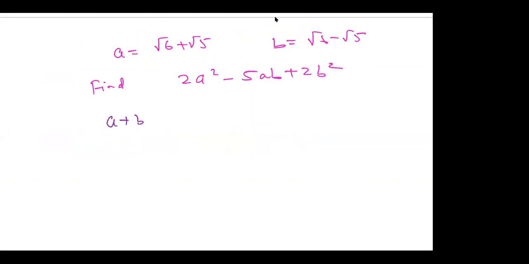A plus B is 2 root 6. A into B is 1, right? So A square plus B square is equal to A plus B the whole square minus 2AB. A plus B the whole square is 4 into 6, 24, minus 2 will be 22. Right, this is A square plus B. Four minus five will be 39.